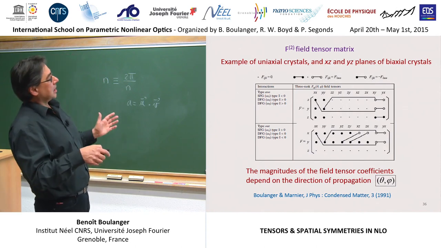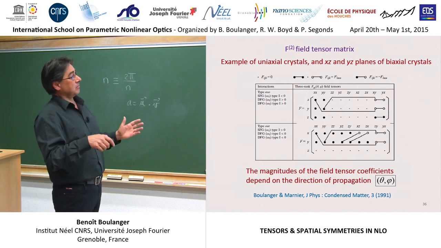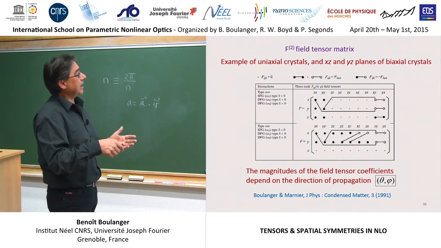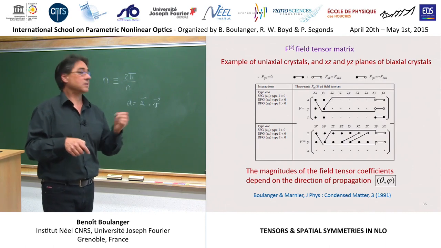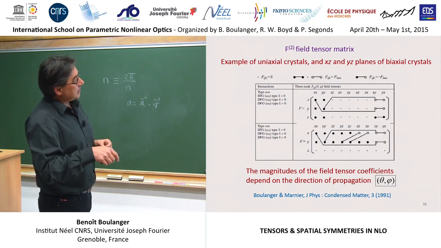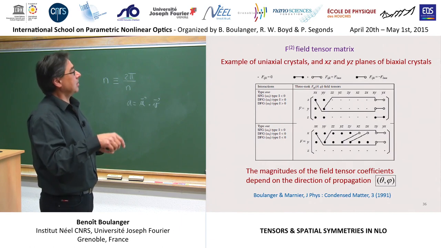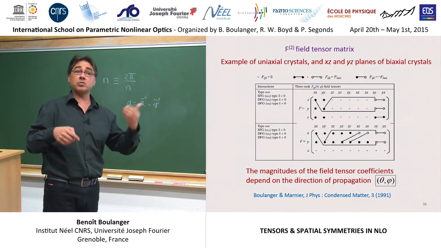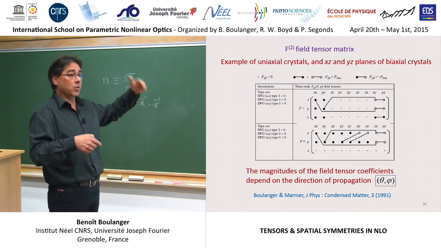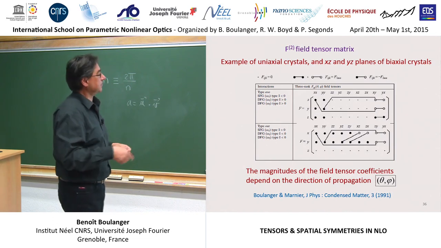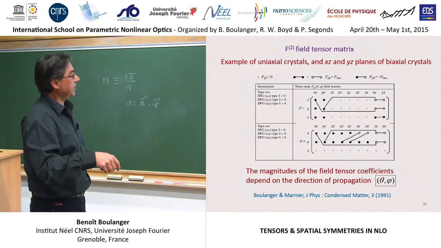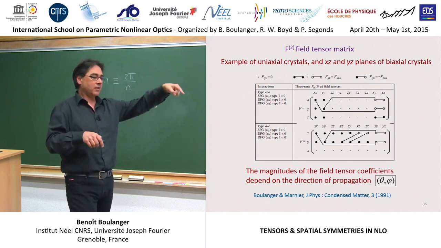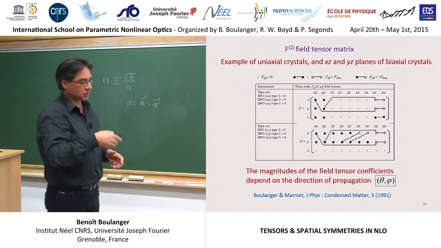So it can look like a chi2 tensor, but it's also a 3 per 9 tensor because it is a rank 3 tensor. But here, this tensor is a light tensor. And so you see that we have a connection, equality, where this element is equal to minus this element, and so on. Some elements are equal to zero. So these are real tensors, but field tensors. And the magnitudes of the field tensor coefficients depend on the direction of propagation. So at each direction of propagation, you have a given form of the F2 tensor.